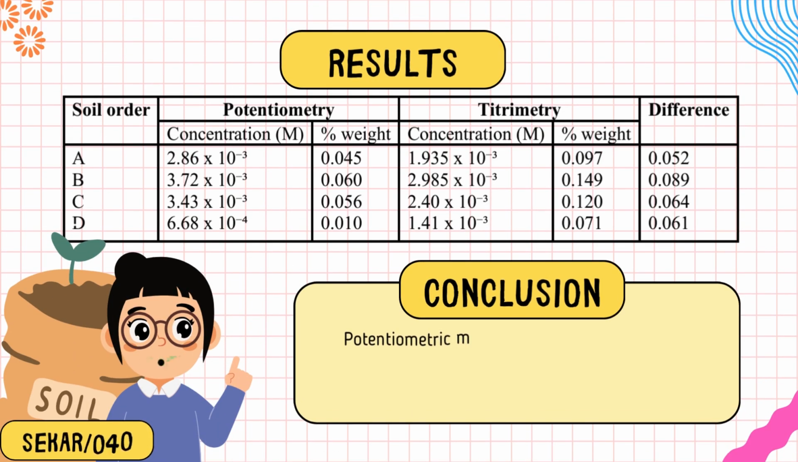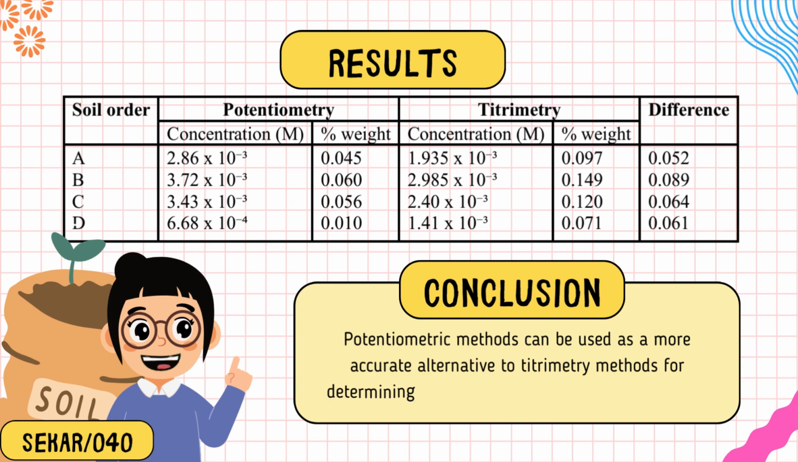The new method gave lower numbers than the old titration method. Why? Because the old titration also reacts with other minerals in the soil, not just organic carbon. This means the old method can overestimate the carbon amount, so the new potentiometry method is more accurate. It doesn't rely on watching color, it gives a direct electrical reading, and this makes it a better and more reliable choice, especially for soil with a lot of different components.